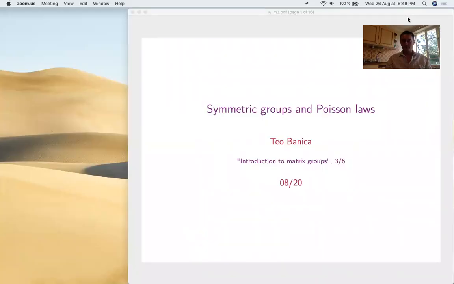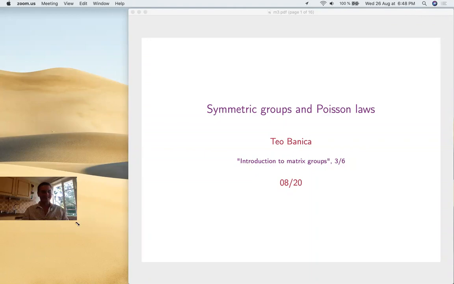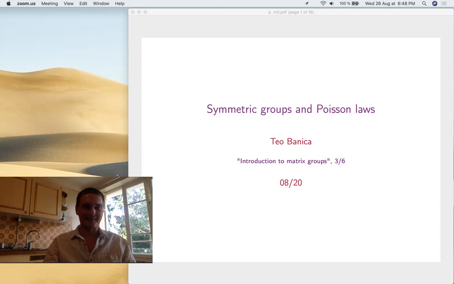So this is a problem in the representation theory of the symmetric group, which is very interesting. It's a kind of introduction to the representation theory of S_N and of finite groups in general. So let's find this representation. Symmetric groups and Poisson laws. I'm already telling you the answer here. We'll get to Poisson laws. That's going to be very interesting.